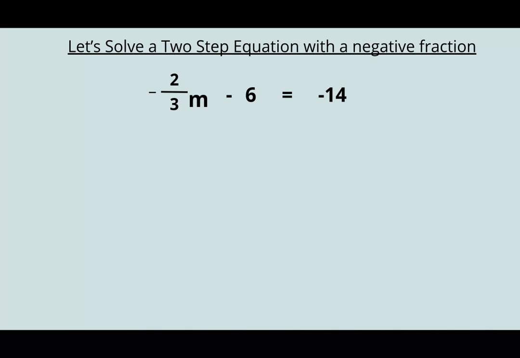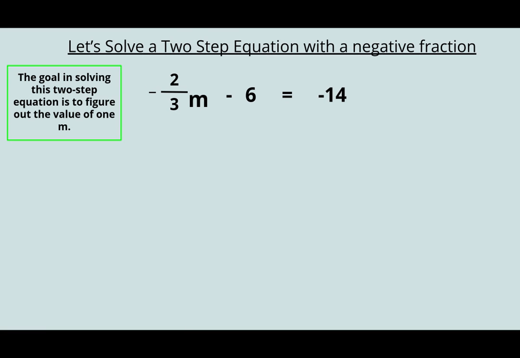All right, let's look at another equation, but this time it has a negative fraction. How do we solve that? The exact same way we did the other ones. The goal in solving this two-step equation is to figure out the value of 1m. How much is m worth? I know that negative 2/3 m minus 6 equals negative 14, but what is the value of m?